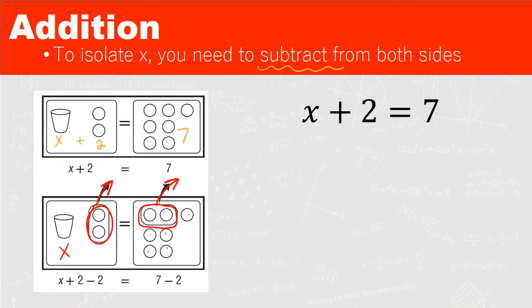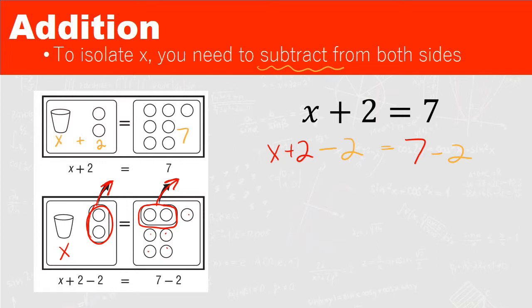If we didn't have the model and we just needed to solve this algebraically, we're going to subtract 2 from both sides, because subtraction is the operation that we do to undo addition. So we're going to rewrite this equation. We're going to write x plus 2 and then minus 2 is equal to 7 minus 2.